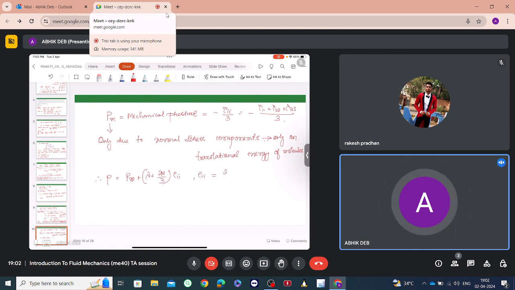That is equal to del U by del X plus del V by del Y plus del W by del Z for 3D, or this is just del dot V vector, or the volumetric strain rate, and this K is called the bulk viscosity.